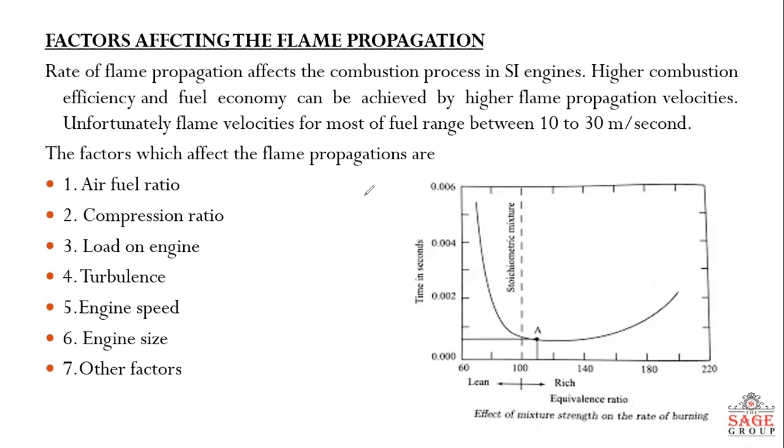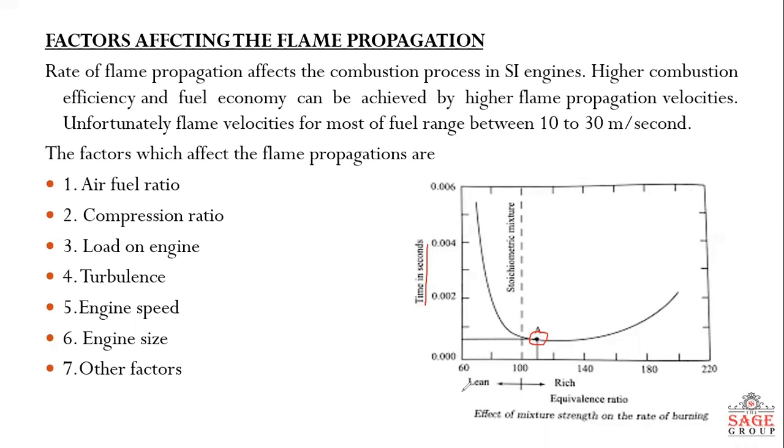If we look at the air-fuel ratio, the fuel-air ratio or air-fuel ratio has a very significant influence on the flame speed. The highest flame velocities, or we can say the minimum time for combustion, are obtained at a somewhat rich mixture, that is point A. This figure shows the effect of mixture strength on the rate of burning, as indicated by the time taken for complete burning in a given engine.